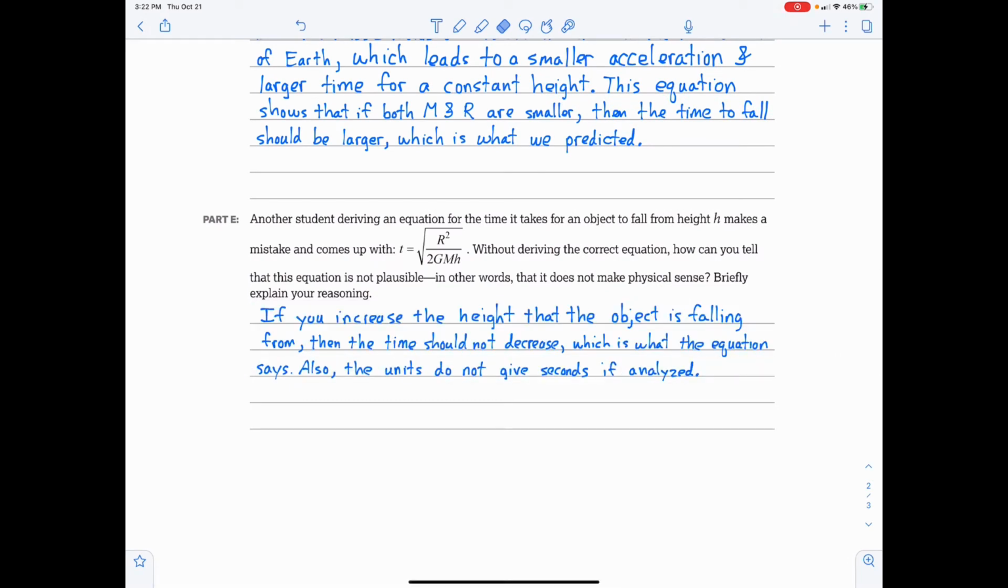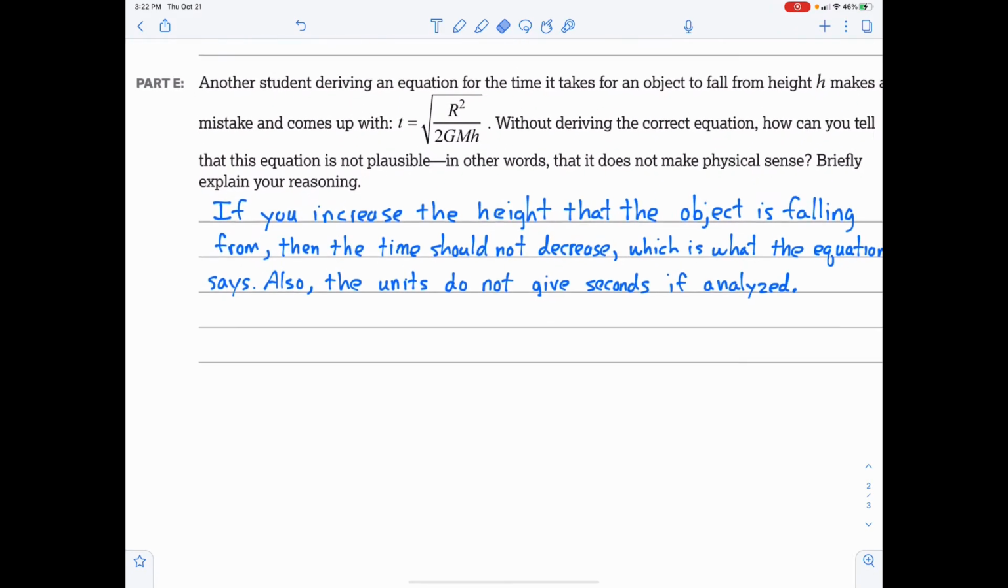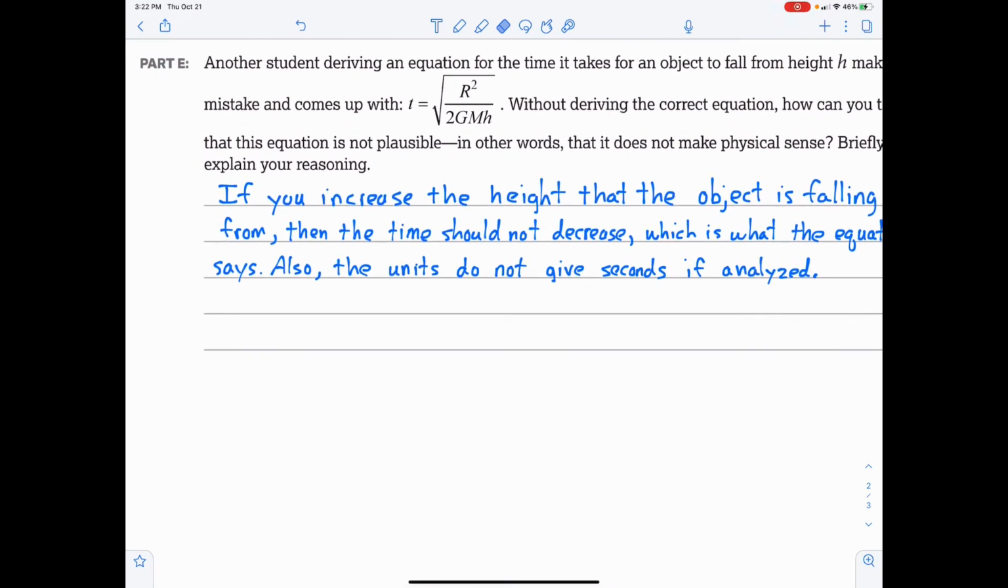Again, if you increase the height that the object is falling from, then the time should not decrease, which is what the equation says. Also, the units do not give you seconds if you analyze them. To break down what that equation would be in terms of units, here's how it does not make sense. The unit for r is meters, so it would be meters squared over 2, which has no unit, so I'm not going to worry about 2.